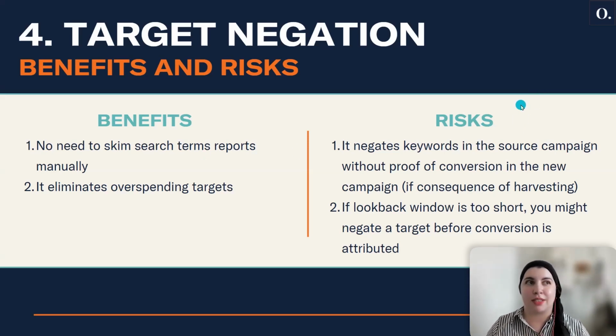But there are also risks. So it might negate a keyword in the source campaign without proof of conversion in the new campaign. So for example, I have a keyword handbag. I have generated 5 conversions in the source campaign. I want to move it to the new campaign. And when doing that, the automation automatically negates it in the source campaign without waiting for it to convert in the new campaign. And that's a risk, because we might actually lose conversions for that keyword in the source campaign.